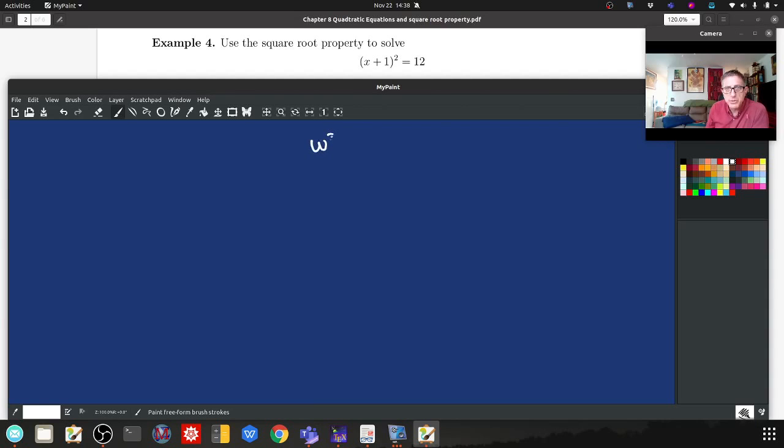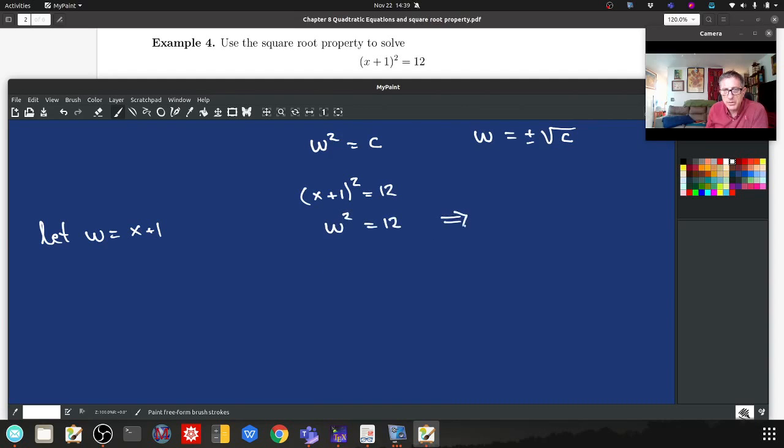Suppose I have w squared is equal to c. Then by the square root property, that means w is equal to plus or minus the square root of c. Here I have x plus 1 squared is equal to 12. I'm not expecting you all to do this, but if I say let w equal x plus 1, this is the same as w squared is equal to 12, which means w is equal to plus or minus the square root of 12.